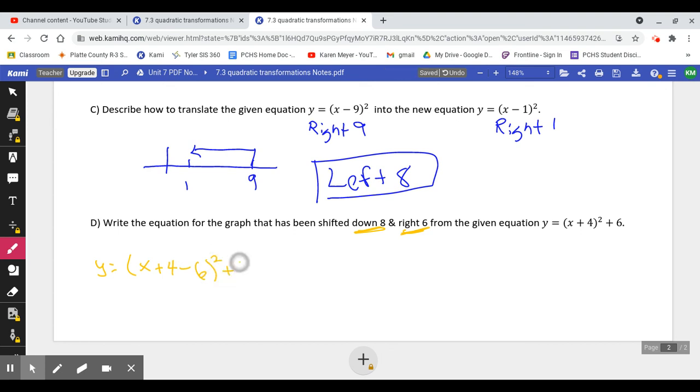Up or down is exactly how it looks. So on the outside, you're going to write -8. Combine and you get y equals x minus 2, quantity squared, -2. Done. Sorry about all the pausing on this one.